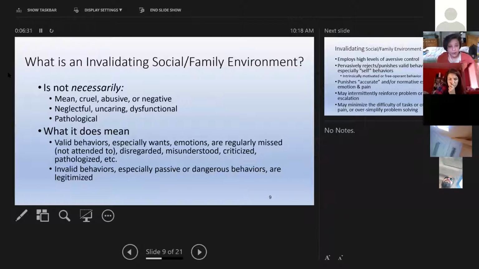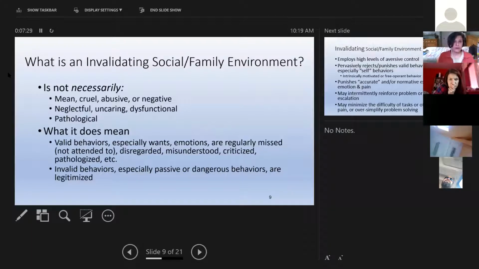Now, an invalidating environment is, and we talk about invalidation not just in family environments, but also social environments. These are school-age children, and sometimes the schools become an invalidating environment for these kids. These environments, as I point out here, are not necessarily mean or abusive. That's the extreme form of invalidation. And they're not even necessarily neglectful, and they're not uncaring. Many of our families are incredibly caring. They love their children. You can sense the love they have for their children. The schools are seriously doing the best that they can. They have very caring personnel. So of course, abuse at either home or at schools would be invalidating.